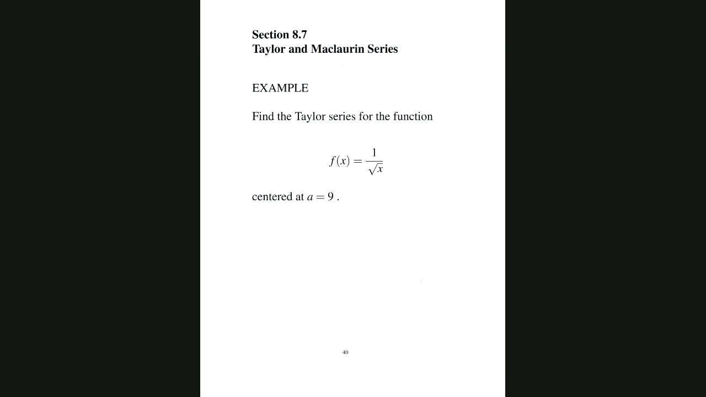Okay, so we're back here. All right, we want to find the Taylor series for this function, which is equal to 1 over the square root of x, centered at a equals 9. Okay, centered at a equals 9.